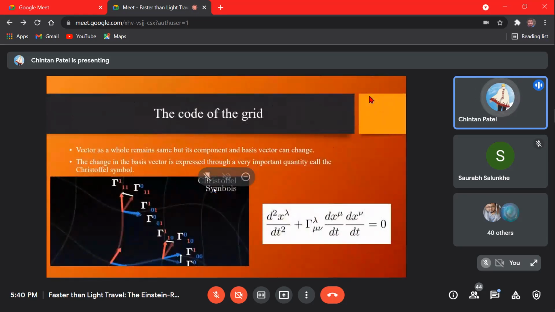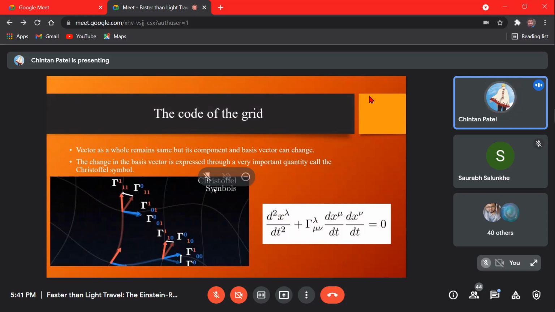Now, Christoffel symbols. I know no one knows about it if you're not into GR. Basically, I told you a formula in which you can express velocity as the change in its components and the basis vector. Generally, basis vectors do not change, like on Earth. But the fabric of space-time can really change.